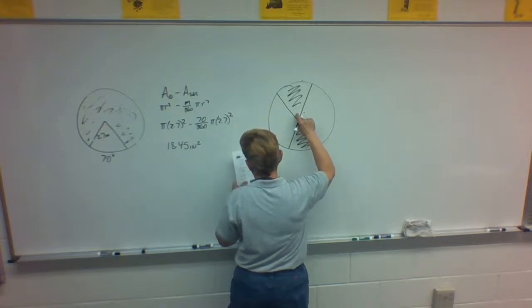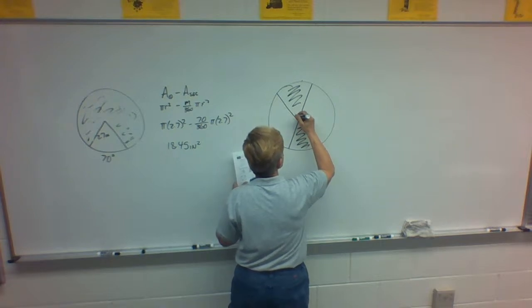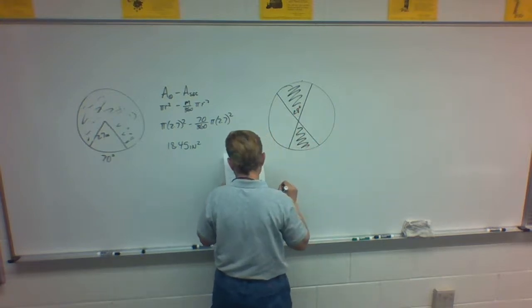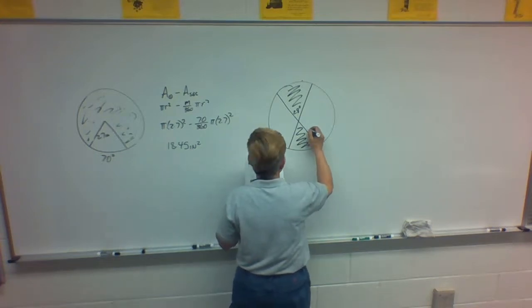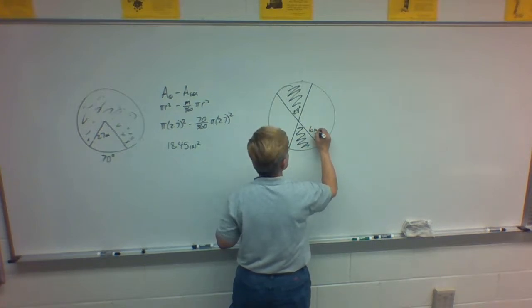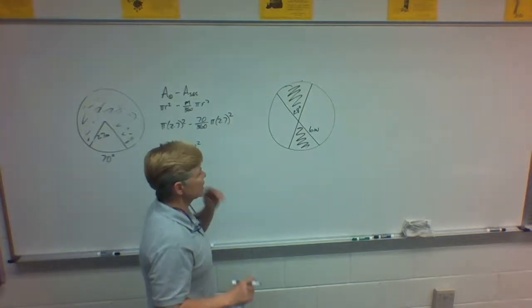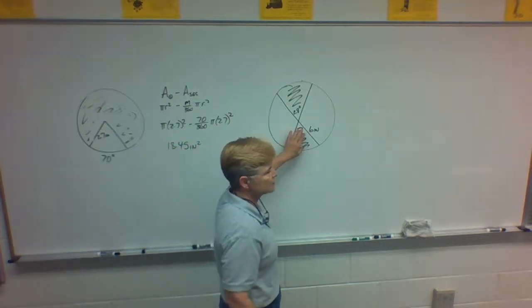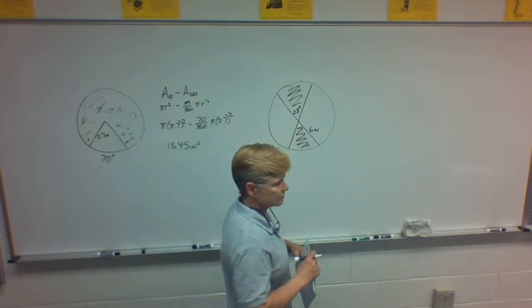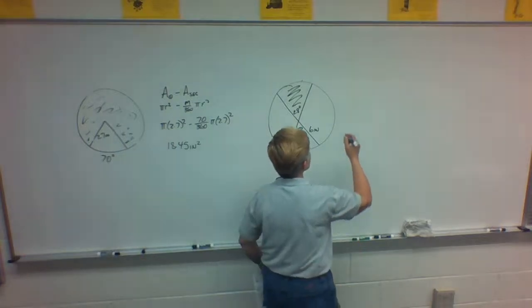This angle right here is 28 degrees. And the radius of this circle is 6. We want to find the shaded region. My recommendation is that you find one of them and then double it. So your strategy would look like this.